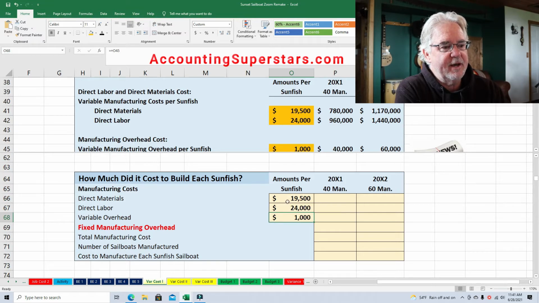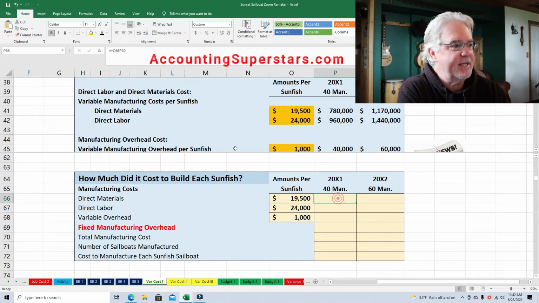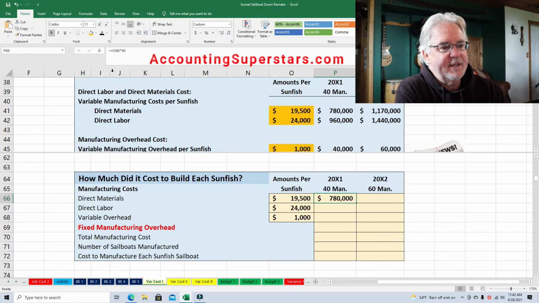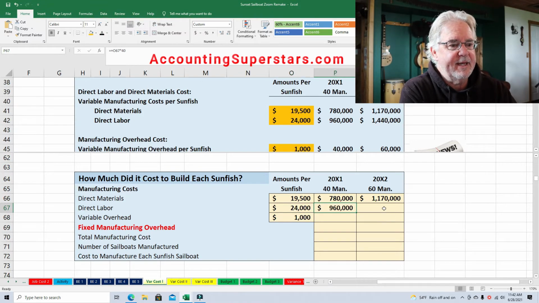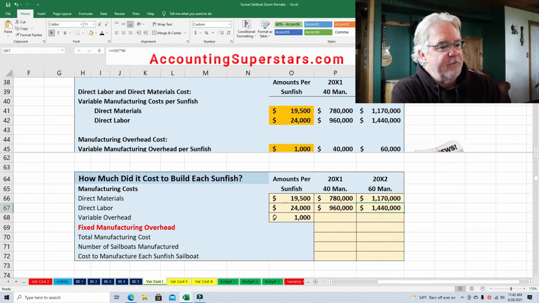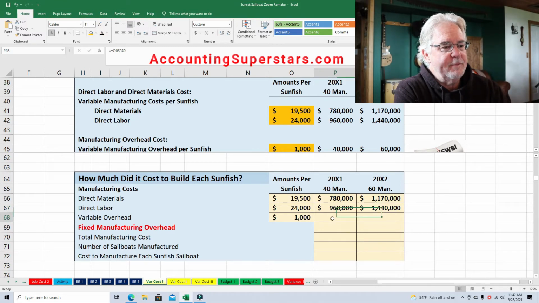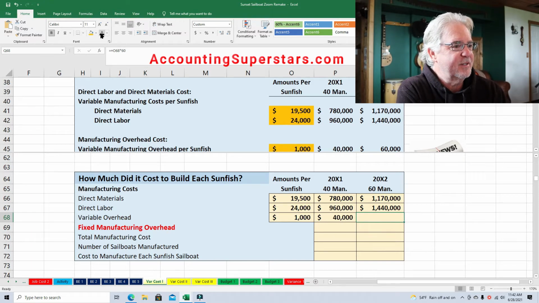So 19,500 times 40 boats built is 780,000. 19,500 times 60 boats built, 1,170,000. Okay, coming down to the labor, 24,000 times 40 boats built, 960,000, and then $24,000 for each boat times 60 boats built. There we go. Variable overhead, well, $1,000 times 40 boats built. That's tough to say fast. Okay, $1,000 times 60 boats built, 60,000.